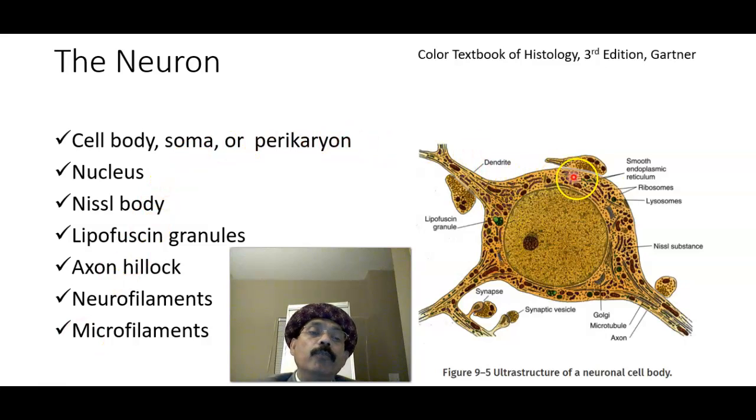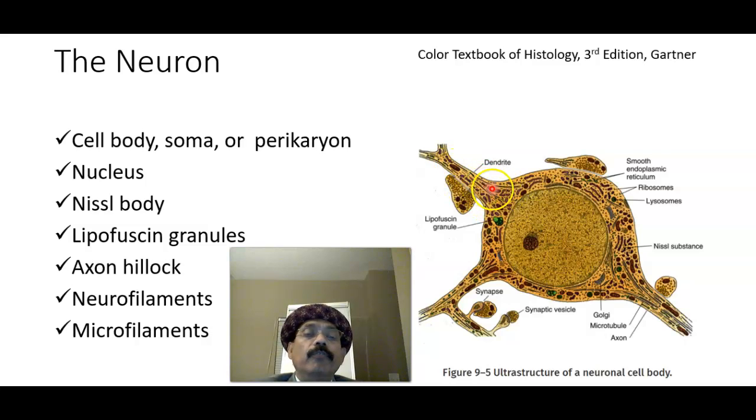So this is the cell body of a neuron. We are seeing a very prominent nucleus and a prominent nucleolus and a lot of organelles here. And we have the ribosomes. We have the rough endoplasmic reticulum. We call them Nissl substance. And in the cell body, smooth endoplasmic reticulum is also present, and this is the dendrite, the short processes.